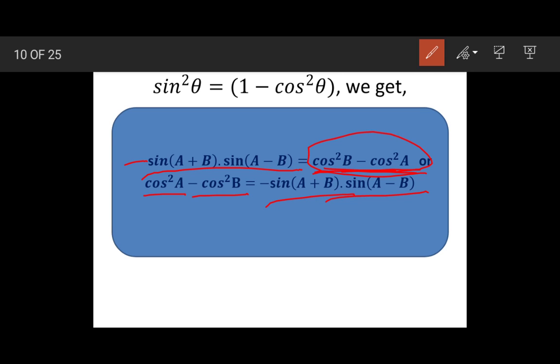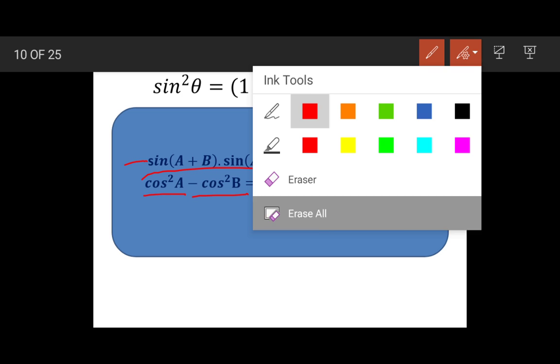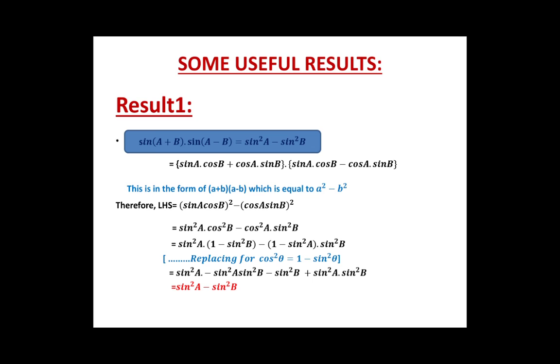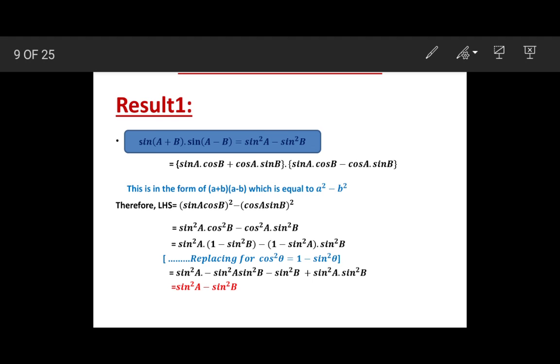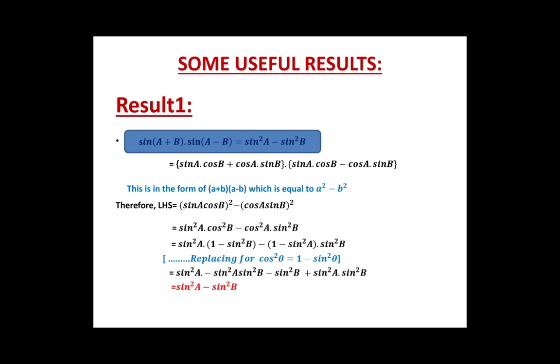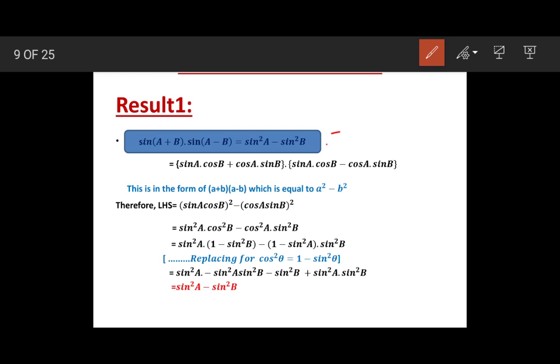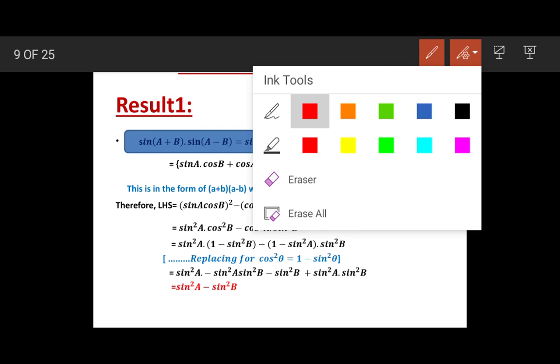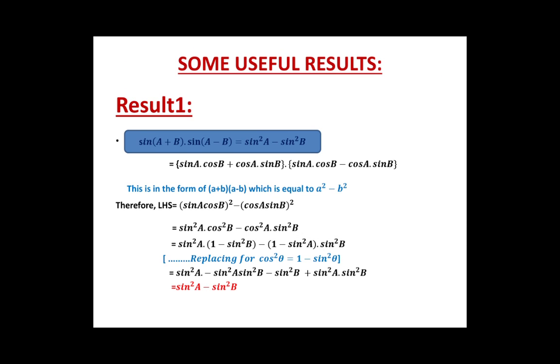Okay, so result 1 is clear. Result 1 is sin(A+B) times sin(A−B), that is equal to either sin²A minus sin²B, or this is also equal to cos²B minus cos²A. Okay, so let's see the second result.